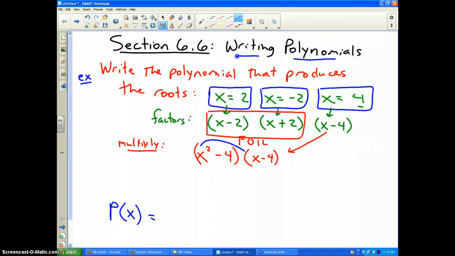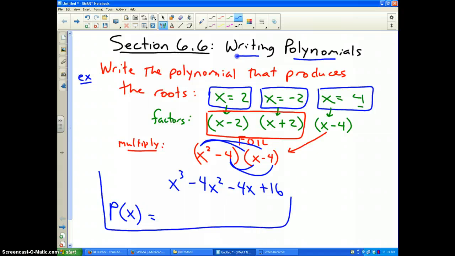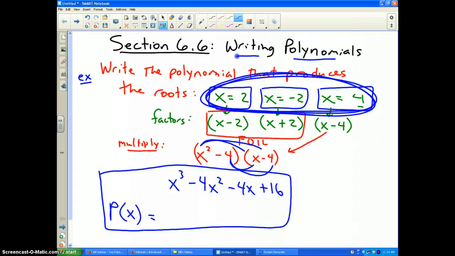the F, x squared times x, is x to the third. The O, x squared times minus 4, would be minus 4x squared. The I is negative 4 times x. And the L is negative 4 times negative 4, which is plus 16. Do I have any like terms? No. So I'm done. There is the polynomial, x to the third minus 4x squared minus 4x plus 16, that produces the 3 solutions in my big blue circle. That polynomial produces those answers.